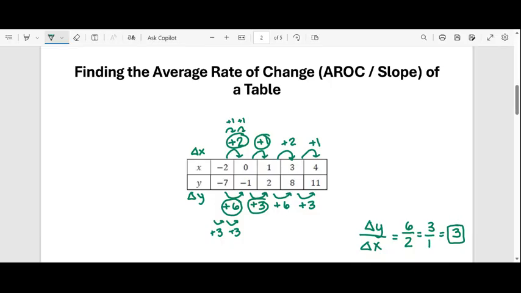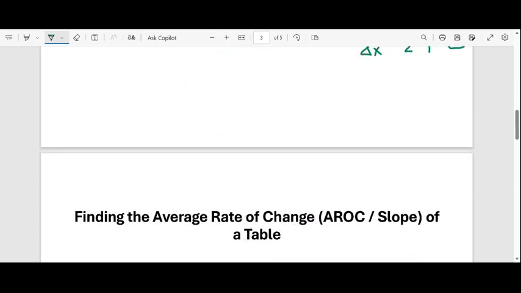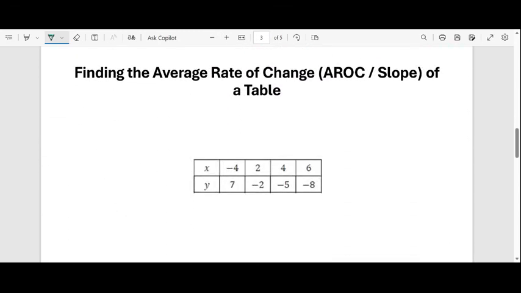6 over 2 is correct, but it is not in its most simplified form, and we always want to get it into its most simplified form, which of course is going to be 3 over 1 or just 3. All right, let's find our change in Y and change in X here. So remember, you want your Y values on top of your X values to find your slope.